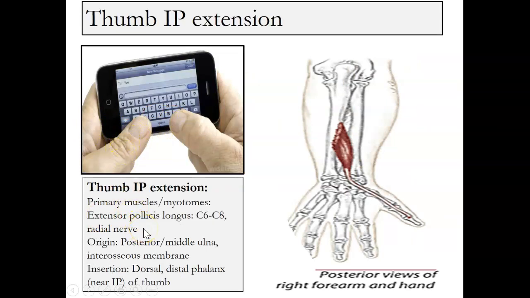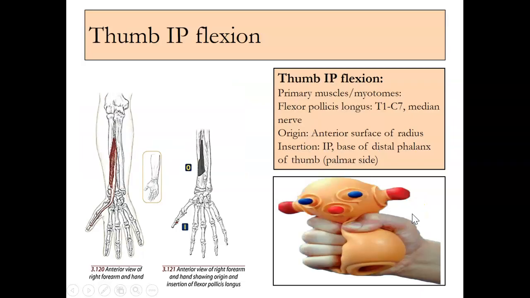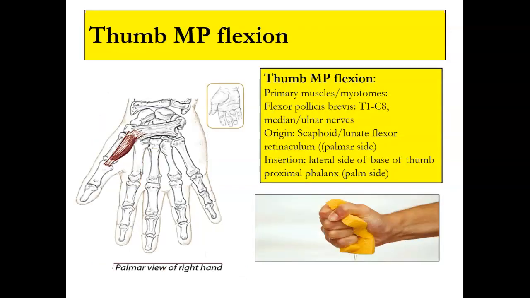Extensor pollicis longus. There it is again. Goes way out to the tip of the thumb because that distal part, it has to extend it up. And then we have the flexors, IP flexion, flexor pollicis longus, and MP flexion, flexor pollicis brevis. So you can kind of categorize these into your brain. Flexor pollicis brevis is MP because it's closer down. Flexor pollicis longus is the IP, it's further away.